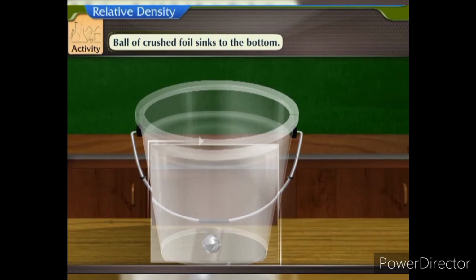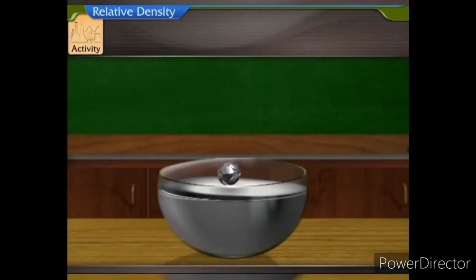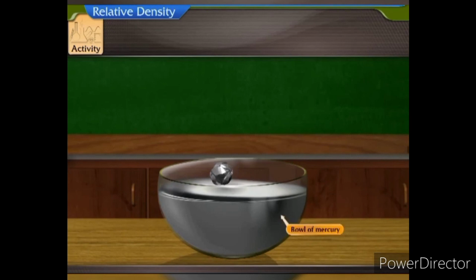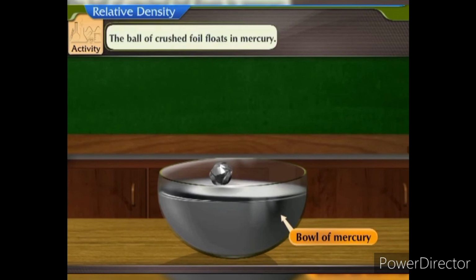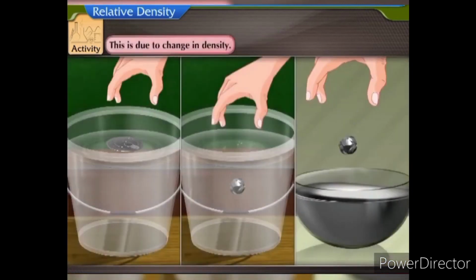Now put the ball of crushed foil into a bowl of mercury. What happens? It floats in mercury. This is due to the change in the density.